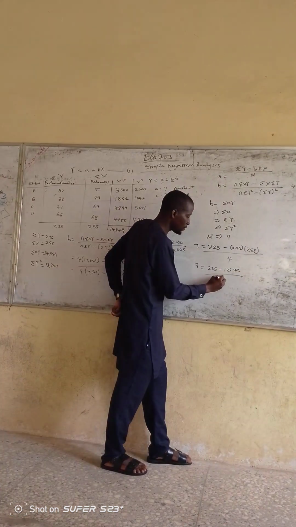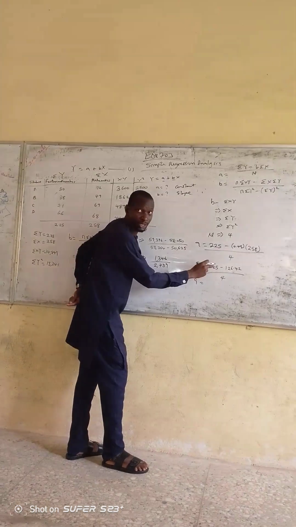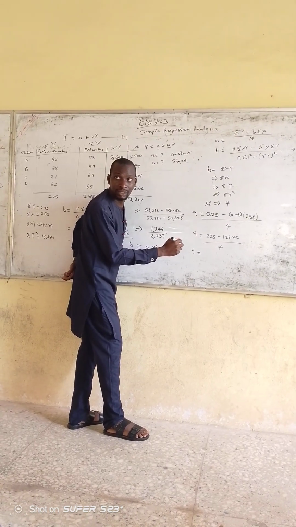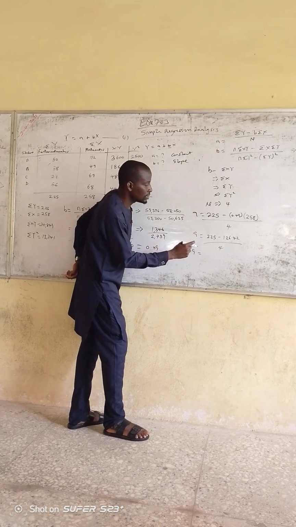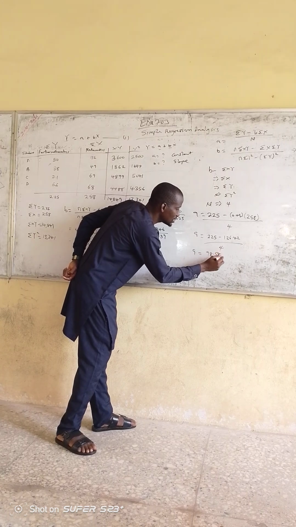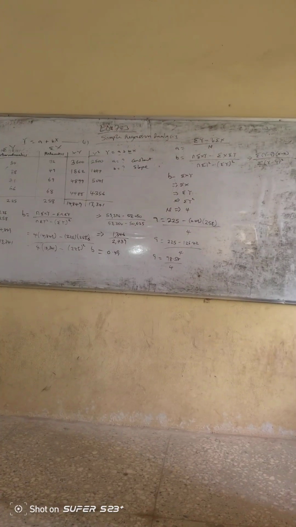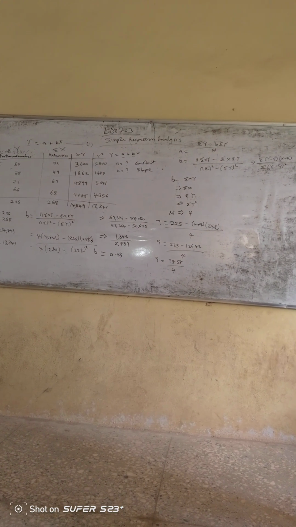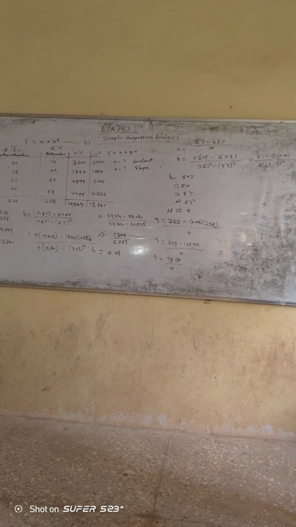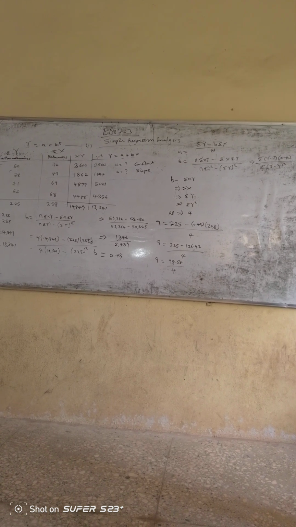126.42 divided by 4. So let us say 225 minus 126.42 will give us what? 98.58. 98.58 divided by 4. Now, I want to say this. It is important for us to note that our n is 4 for both y and x.